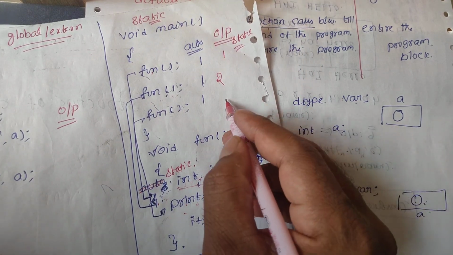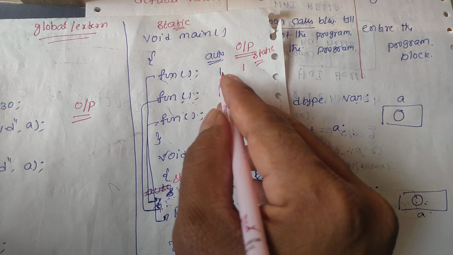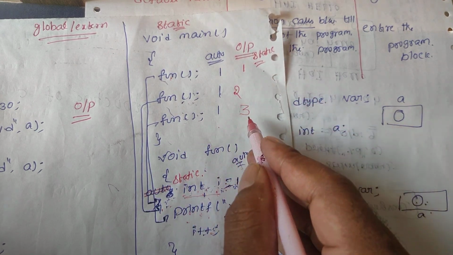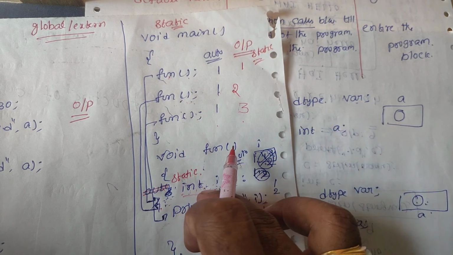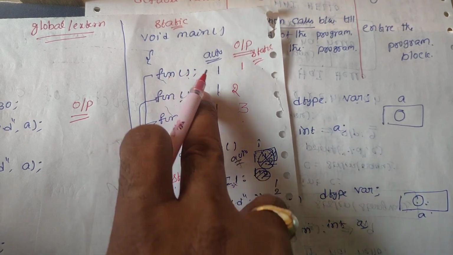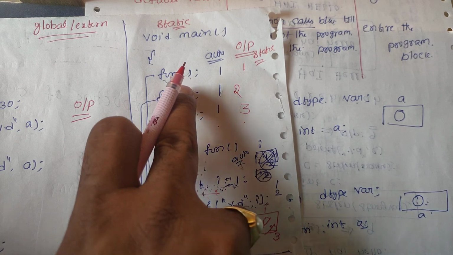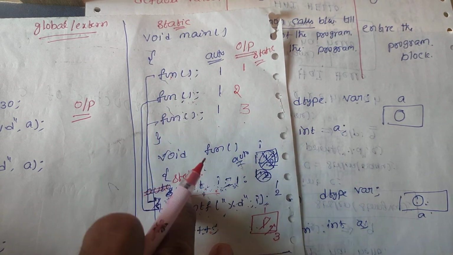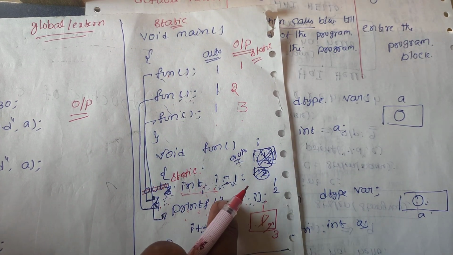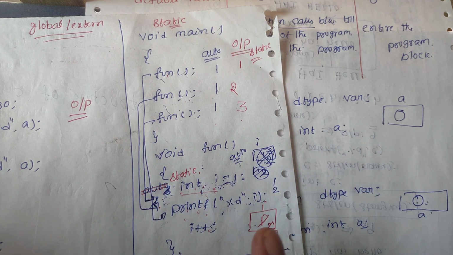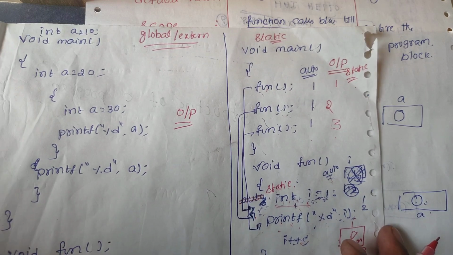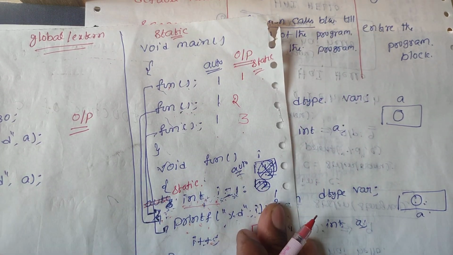This is the difference. This is the automatic storage class output, and this is the static storage class output. So by using this, we can easily identify that automatic storage classes can be initialized many times, whereas static storage classes are initialized only once. So this is the difference between automatic and static storage classes. Now this is about the static storage classes.